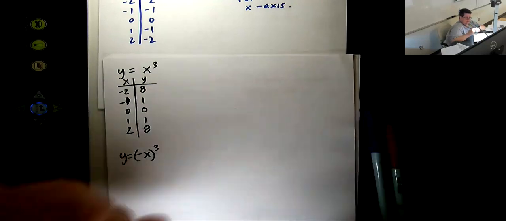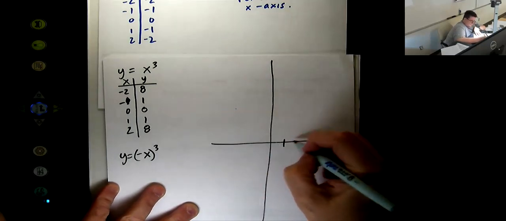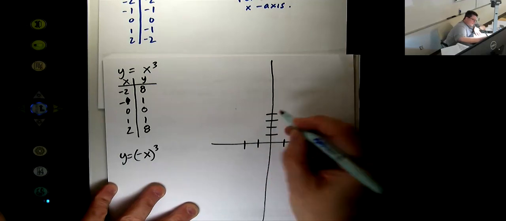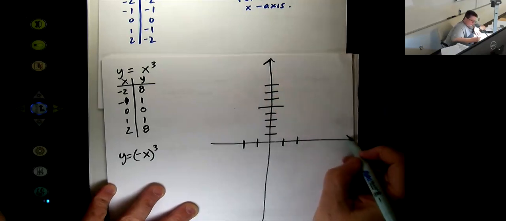We put them in our cubing function. -2 cubed is -8. -1 cubed is -1. 0 cubed is 0. 1 cubed is 1, and 2 cubed is 8. This graph's tall vertically. And it gets even worse when you put like a multiplier in front of it.